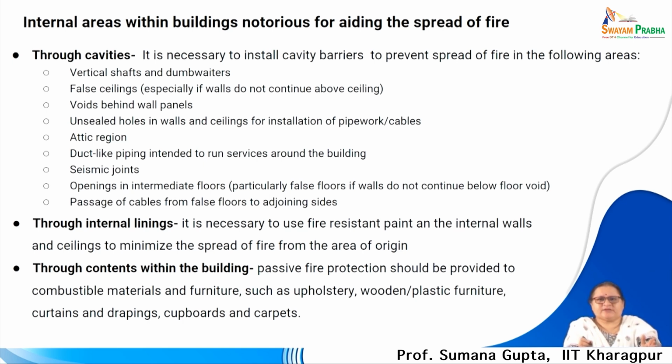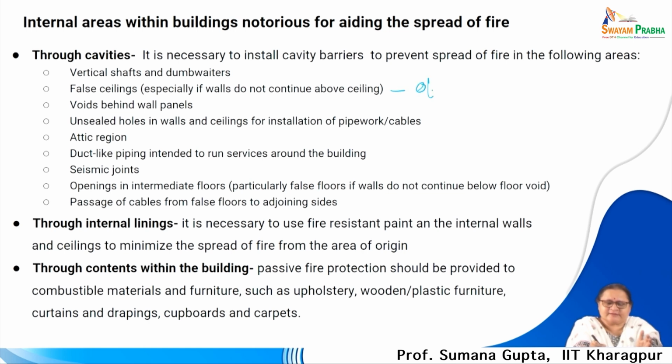So, internal areas within a building notorious for aiding the spread of fire are the through and through cavities, through and through internal linings, through contents within the building. We have already talked on all these. So, install cavity barriers to prevent spread of fire, vertical shafts, it may be lifts, it may be dumb waiters, that is lifting materials, it may be false ceiling, especially if walls do not continue above ceiling. Walls do not continue above ceiling in many office spaces.